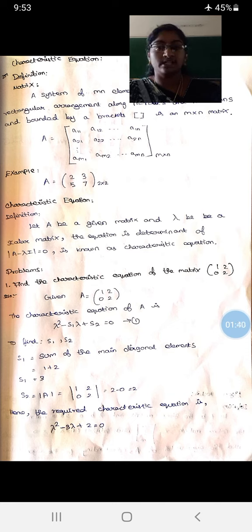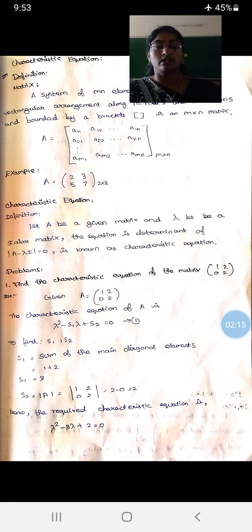Now let's see the definition of characteristic equation. Let A be the given matrix and lambda be a scalar. The equation determinant of A minus lambda I equal to 0 is known as the characteristic equation. So here A is our matrix, lambda is a scalar. It is denoted by the formula |A minus lambda I| equal to 0. Here I is the identity matrix. There is one more formula also. In this method we are applying the method 2 formula.